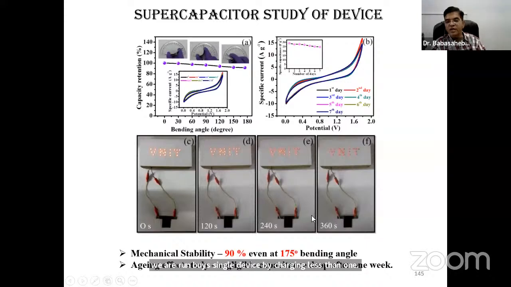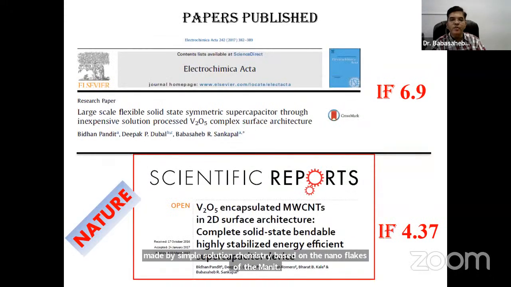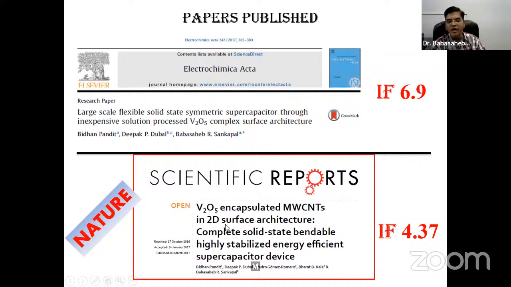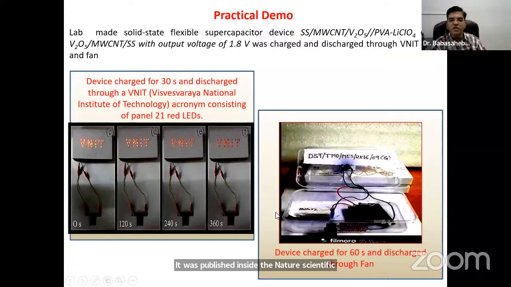So that is the device made by using simple solution chemistry based on the nanoflakes of vanadium oxide coated on the carbon nanotube. This was published, vanadium oxide on stainless steel, in Electrochimica Acta, and vanadium oxide coated on the carbon nanotube was published inside the Nature Scientific Reports journal. And here I can just give the demo for this one.